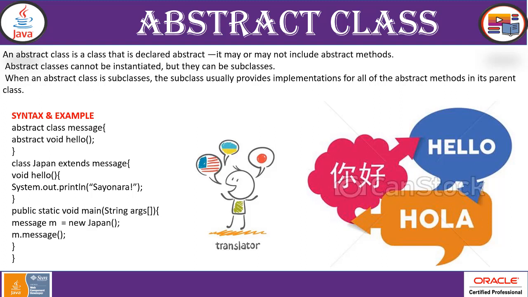Abstract method means you have a method which is not defined, not implemented, and there are some methods which are implemented too, or are open to override. So when we have an abstract class, that means we have an abstract method inside that class, and it has a subclass. The subclass usually provides implementations for all the abstract methods defined in its parent class.